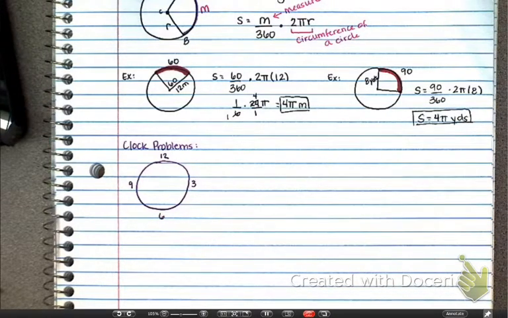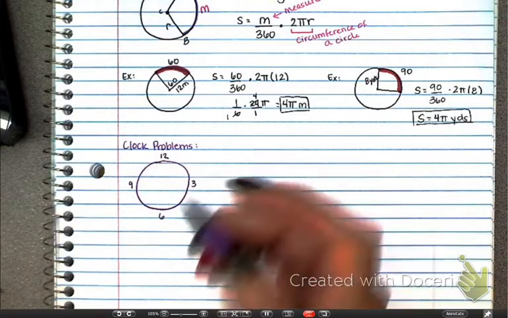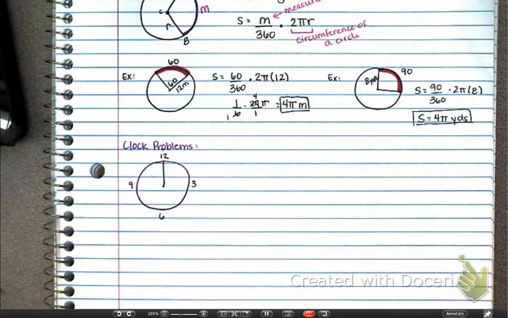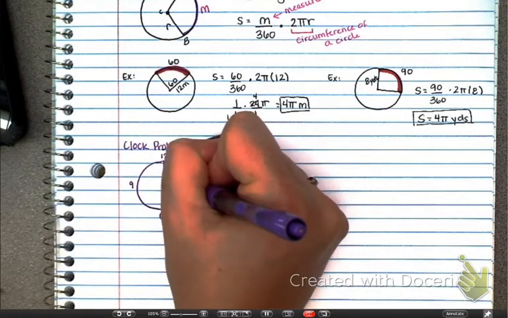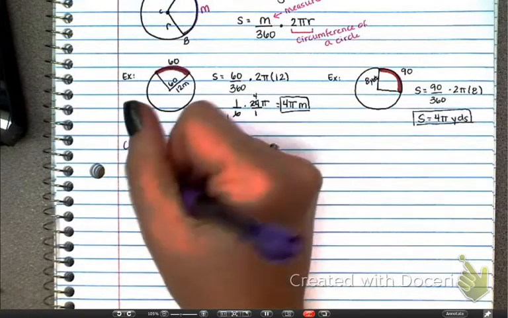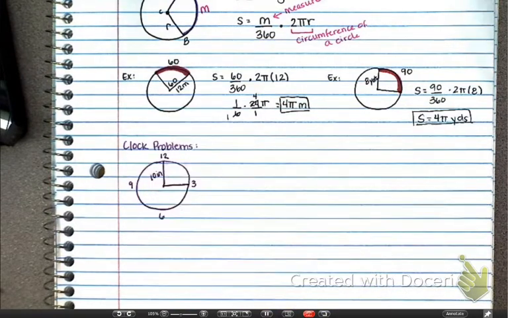So we have a clock. Okay, so we have minute and hour hands, right? Which one's the minute versus the hour hand? Okay, so the minute hand's going to be your longer one. So we're just going to draw our minute hand on this clock. It's going to start at 12 and sweep to 3. And I will tell you that your minute hand is 10 inches.